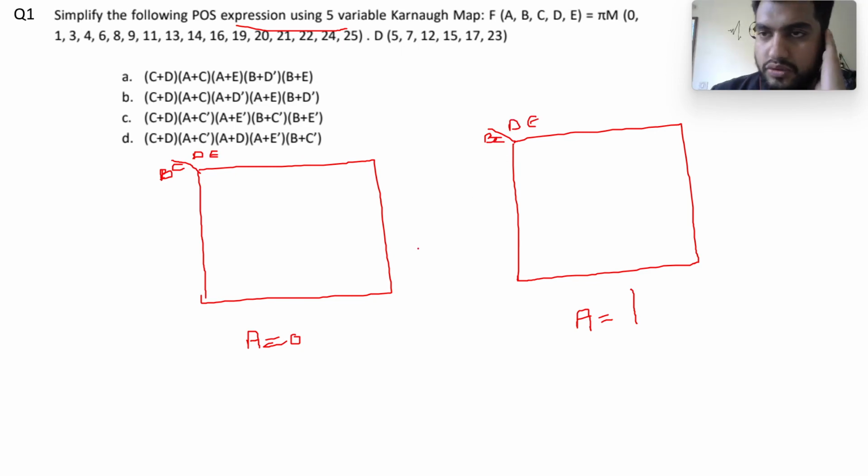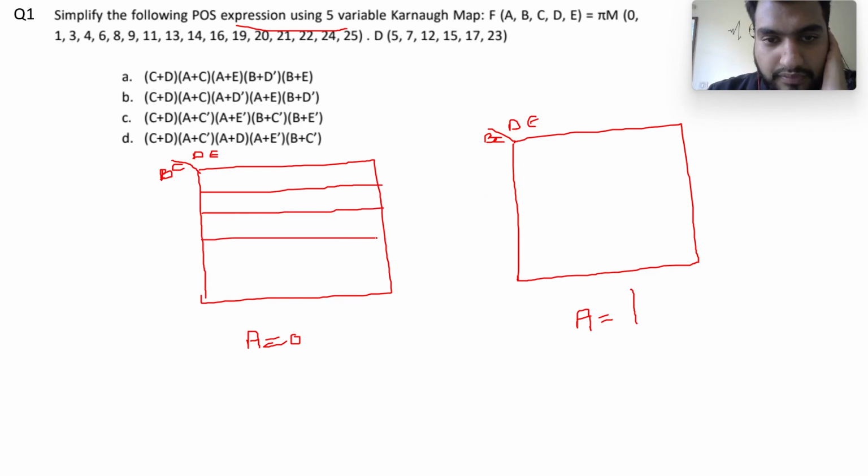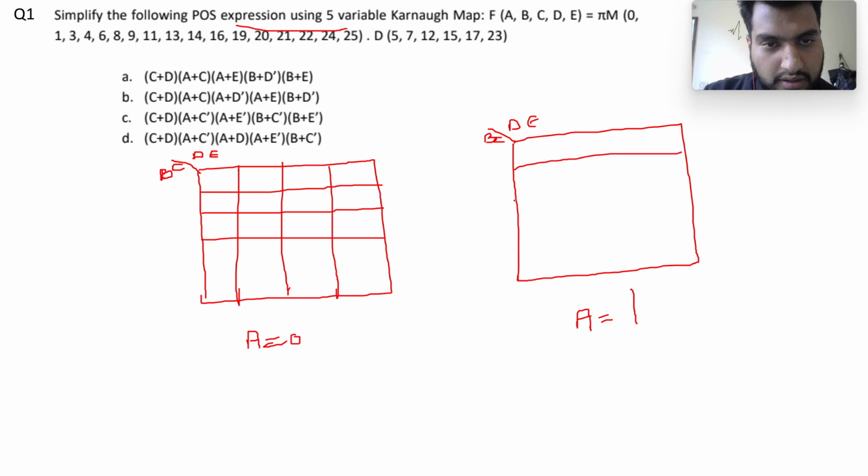Now before proceeding to solving this using the K-map, let me first write down the minterm numbers, here are the maxterm numbers. Let's first label them, then mark them according to the question, and then proceed. So this will be 0 0, 0 1, 1 1, 1 0, and this will be 0 0, 0 1, 1 1, 1 0.